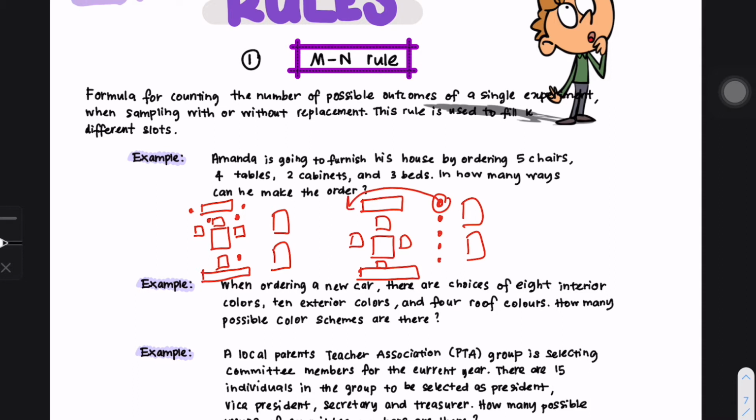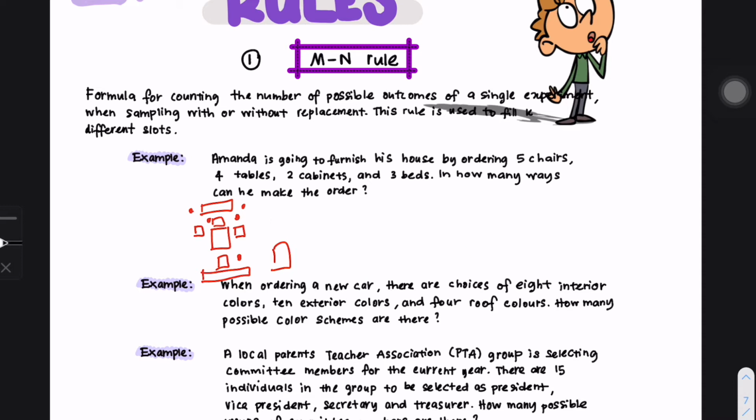Okay, so this rule is used to find the possible outcome. Berapa banyak susunan yang berkemungkinan si Amanda ni boleh buat. Okay, bila dia ada 5 kerusi, 4 table, 2 kabinet dan juga 3 katil. Itu yang kita panggil sebagai filling the K different slot.